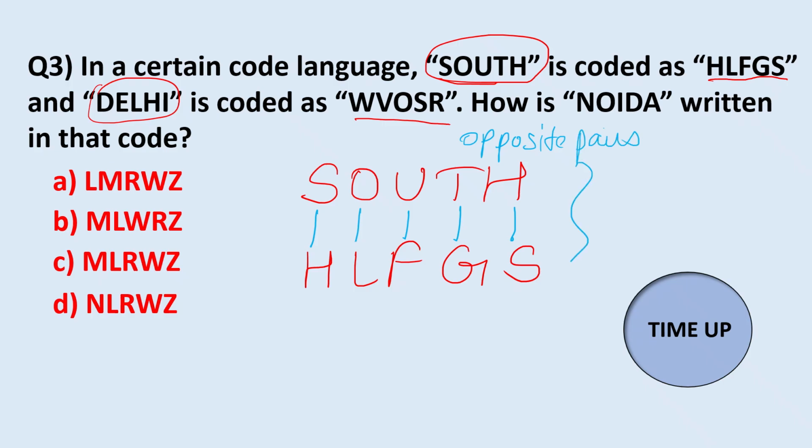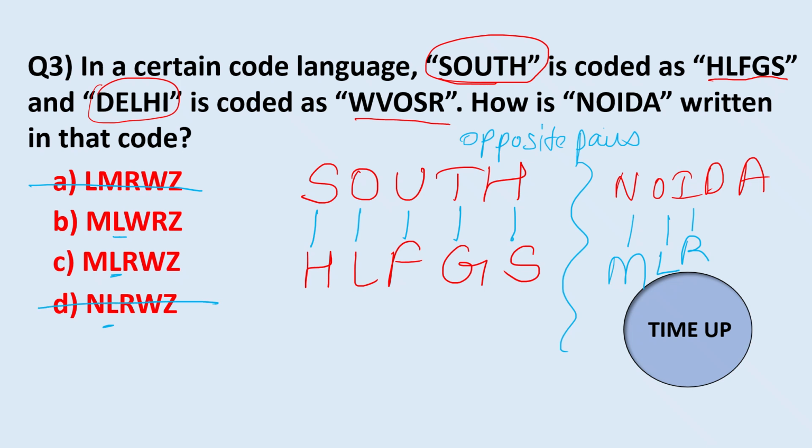Correct? So how will Noida be coded then? Noida is asked. So the opposite of N will be what? M. Correct? Opposite of N will be M. So option A will get eliminated. Then the opposite of O. See, in the options there is L everywhere, so the opposite of O will obviously be L. I's opposite is R. Correct? So MLR you need. So option D will also get eliminated because it is starting with N.